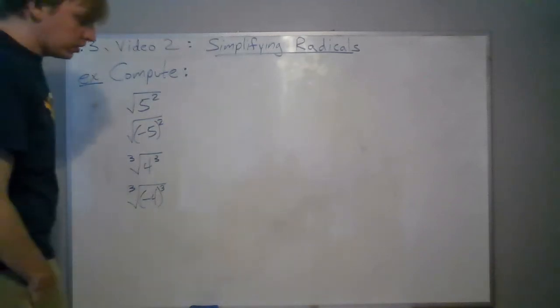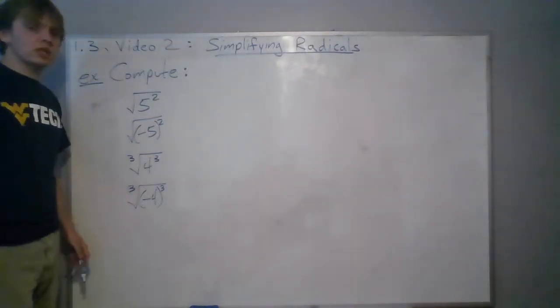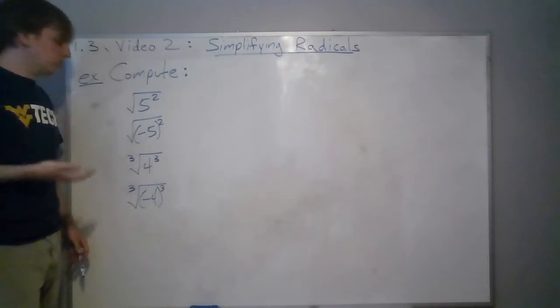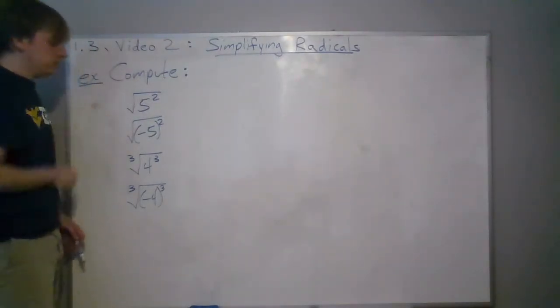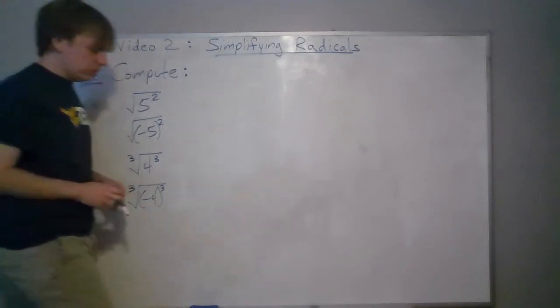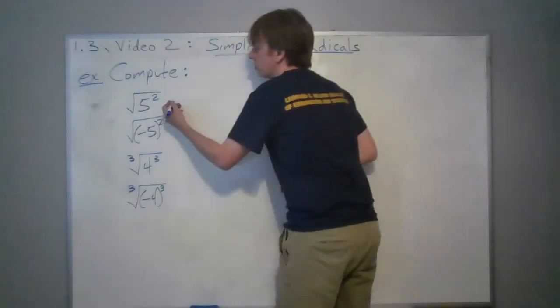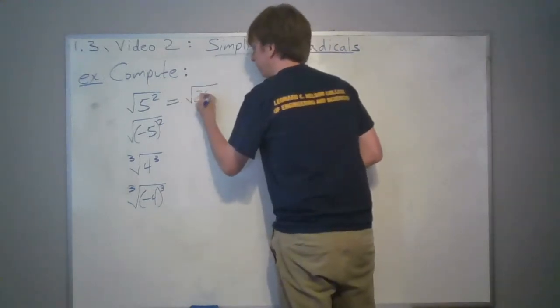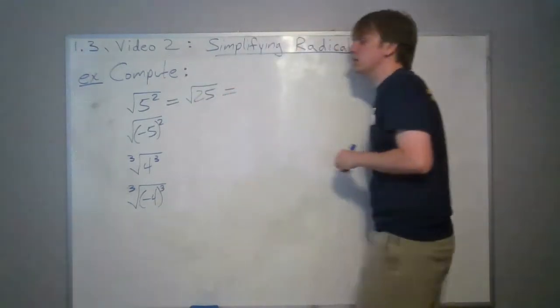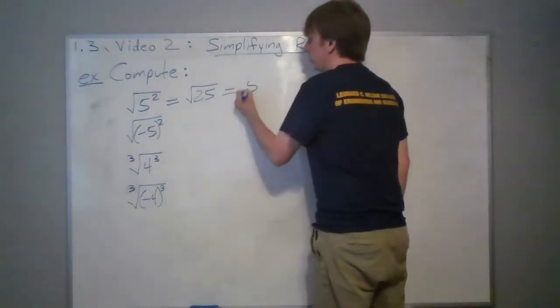Okay, in this video we're gonna talk about different ways to simplify certain radical expressions. So I'm gonna start off by trying to figure out what each of these numbers is. So let's look at the first one. The square root of 5 squared. Well, 5 squared would be 25. And the square root of 25 would be 5.